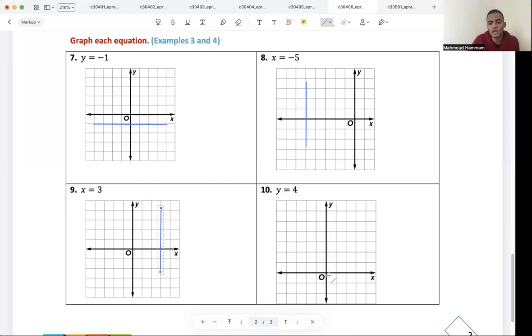So I will draw a line here cutting the x-axis at 3. Mr. Mahmoud. 1, 2, 3, 4. Cut the y-axis. He's saying y equal 4. Like this.